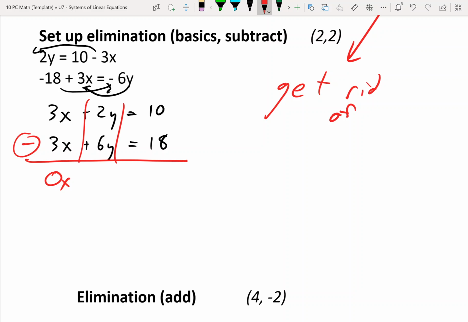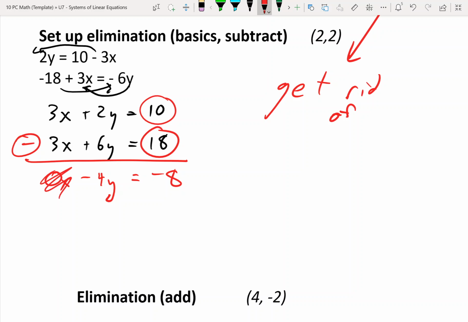Now I'm going to subtract the y's. So 2y minus 6y gives you negative 4y. The equal stays in the same place. 10 minus 18 gives you negative 8. I don't care about 0x, so it's negative 4y equals negative 8, which means y is equal to 2. Okay, divide both sides by negative 4. So now I found y, which is just what we did with substitution. It's just a little bit different way of doing it.